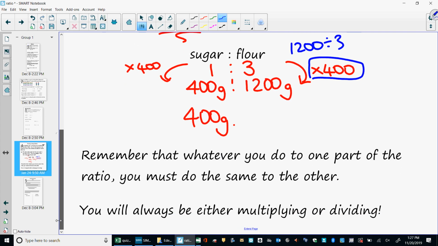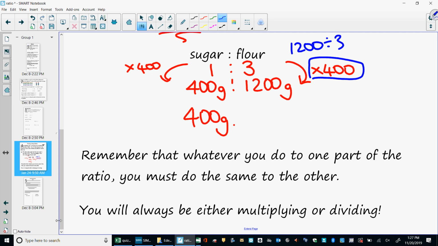Would you simplify that down? No, because then it would equal 1, and we'd go back down to 1 to 3. They want to know that if they've got 1,200 grams of flour, how much sugar do you need? They're not going to ask for the ratio, because they've told us. Remember, whatever you do to one part, you do to the other.